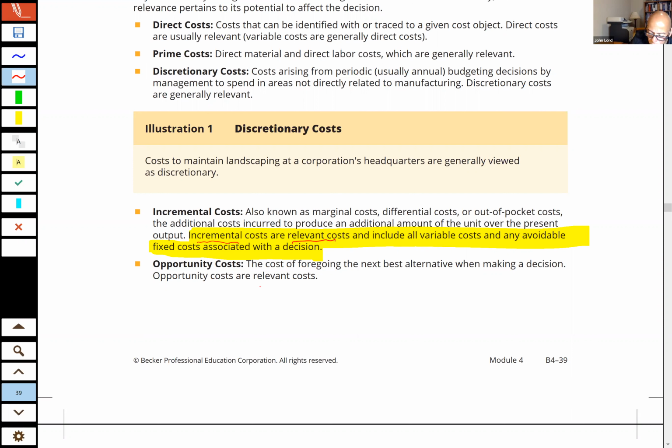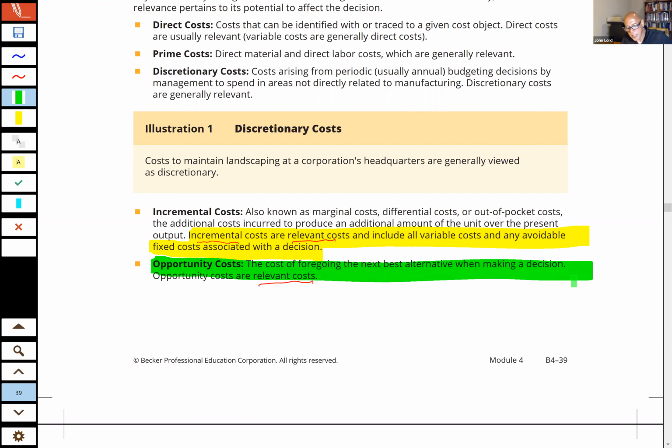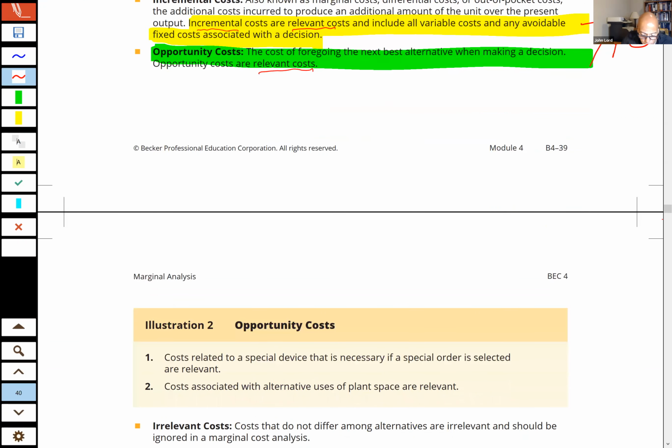Now, opportunity cost is not an incremental cost, but it is relevant to a decision. An opportunity cost is the next best alternative when making a decision. Once you make one decision, the opportunity that you lose from decision B by making decision A, that is relevant. So flashcard these definitions: both incremental and opportunity cost are relevant costs when making a decision. Now you come over and they give us some examples of opportunity cost.